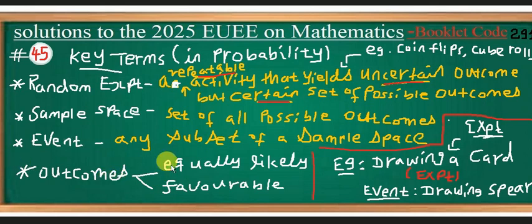The results are said to be equally likely if the chance of happening of one outcome is not greater than another. If the outcomes have equal chance of happening.